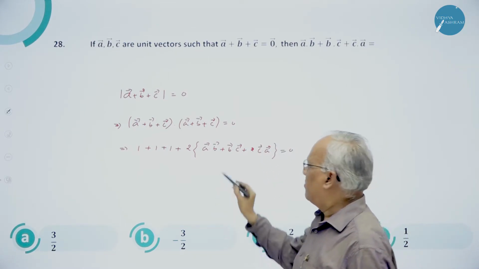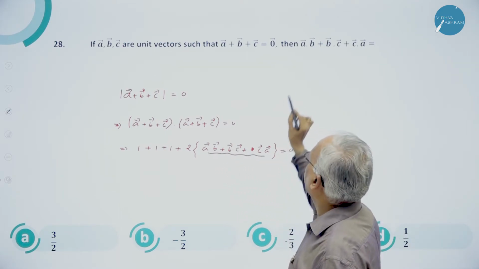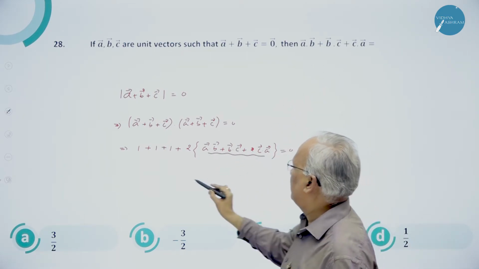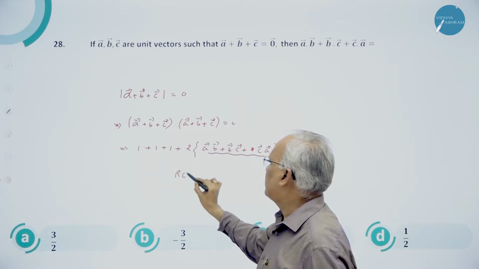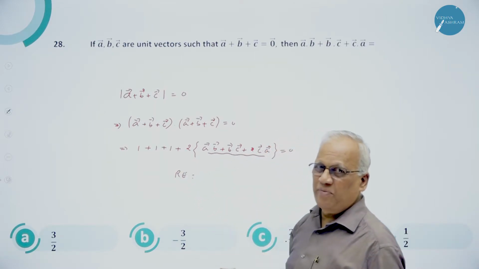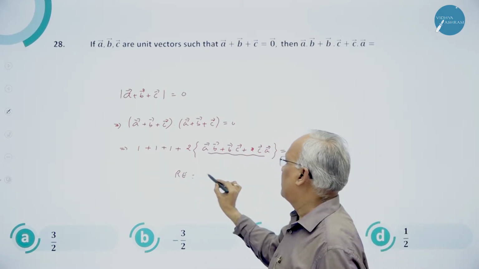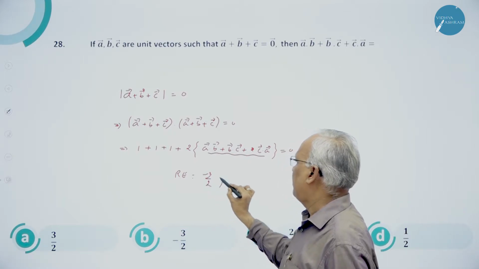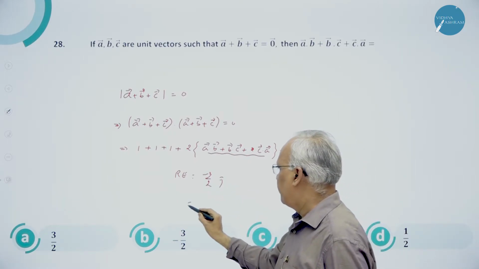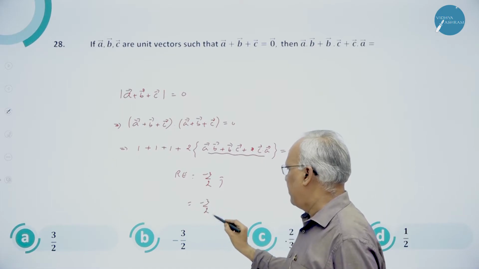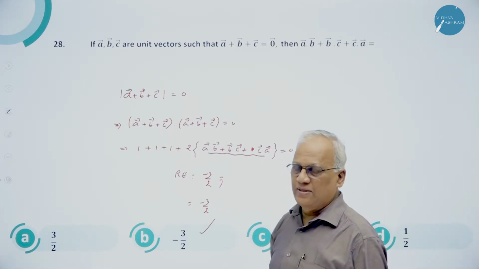Now tell me, what is this? This is the required expression only, A dot B plus B dot C plus C dot A. Therefore, the required expression is minus 3 divided by 2. So the answer is minus 3 divided by 2. Easily you can answer this question.